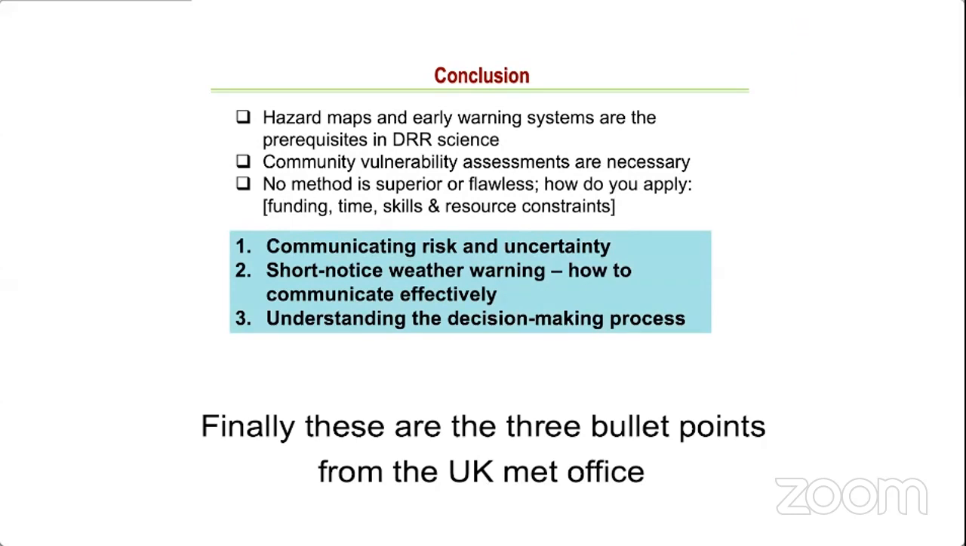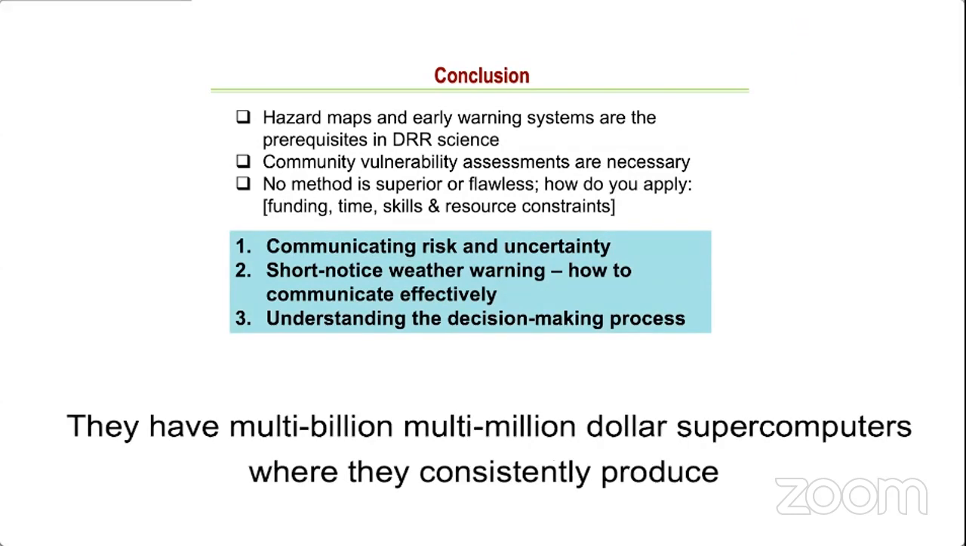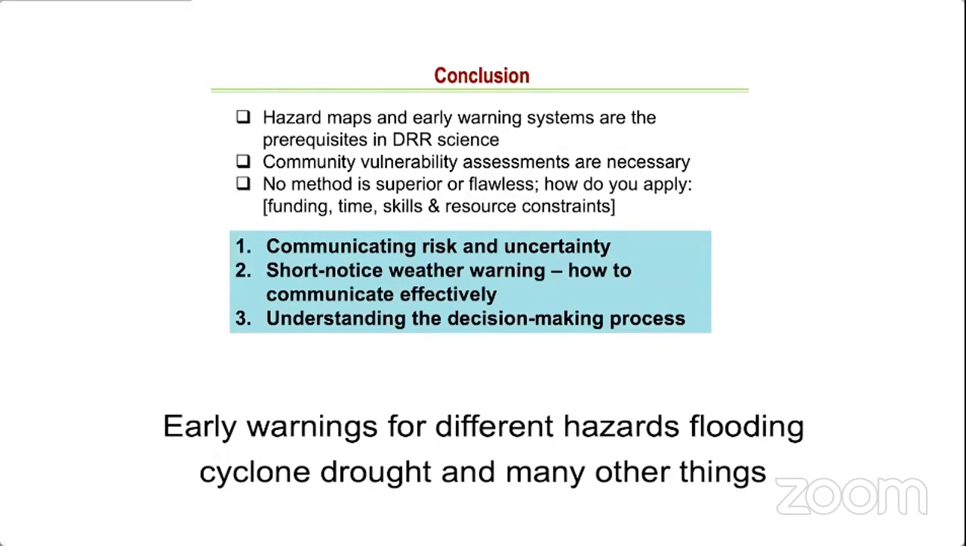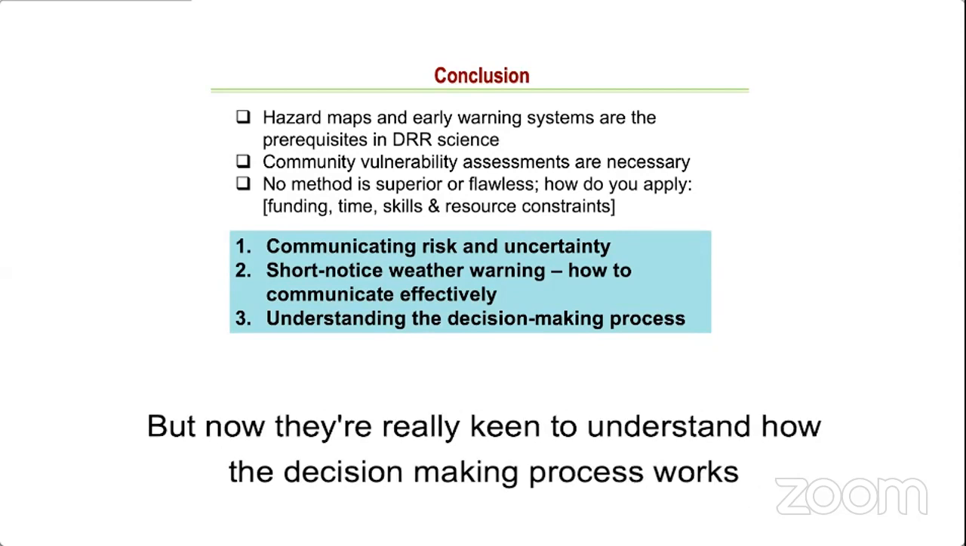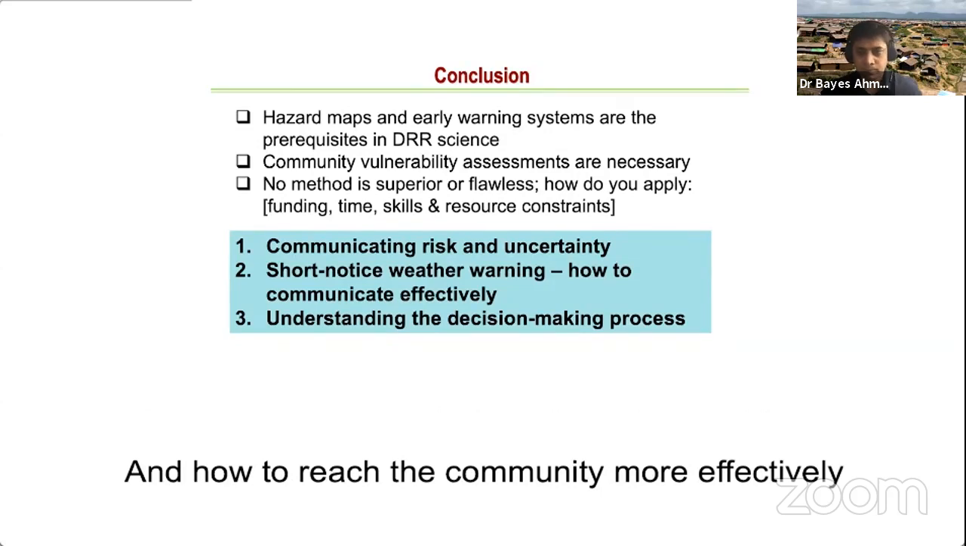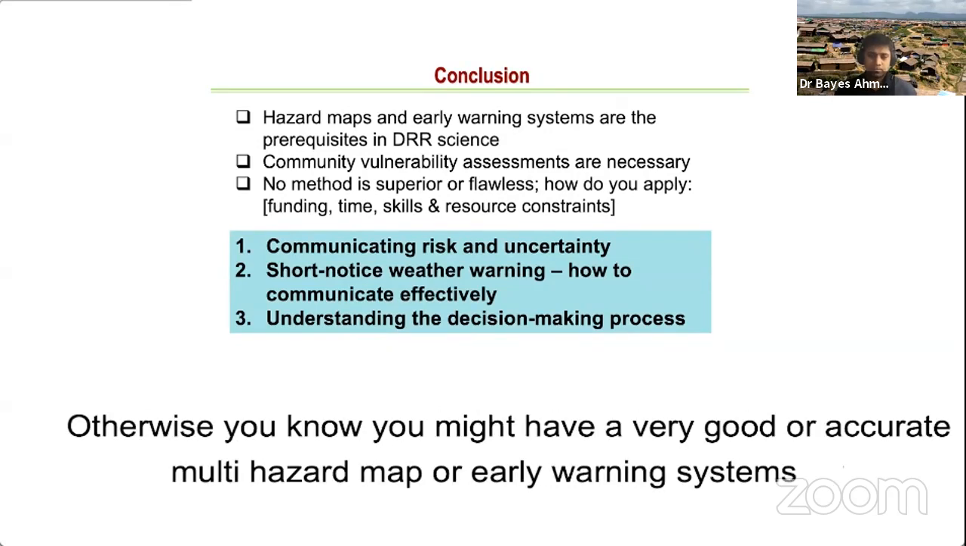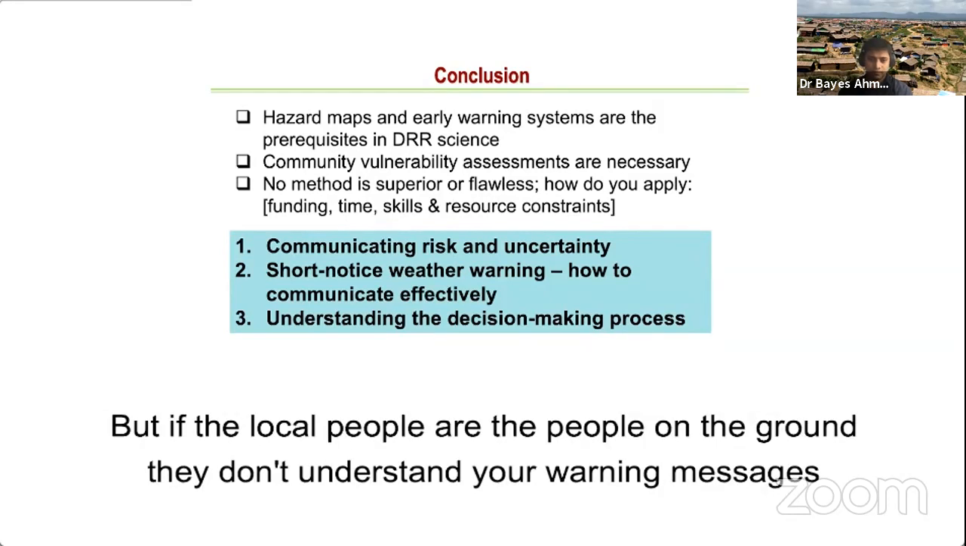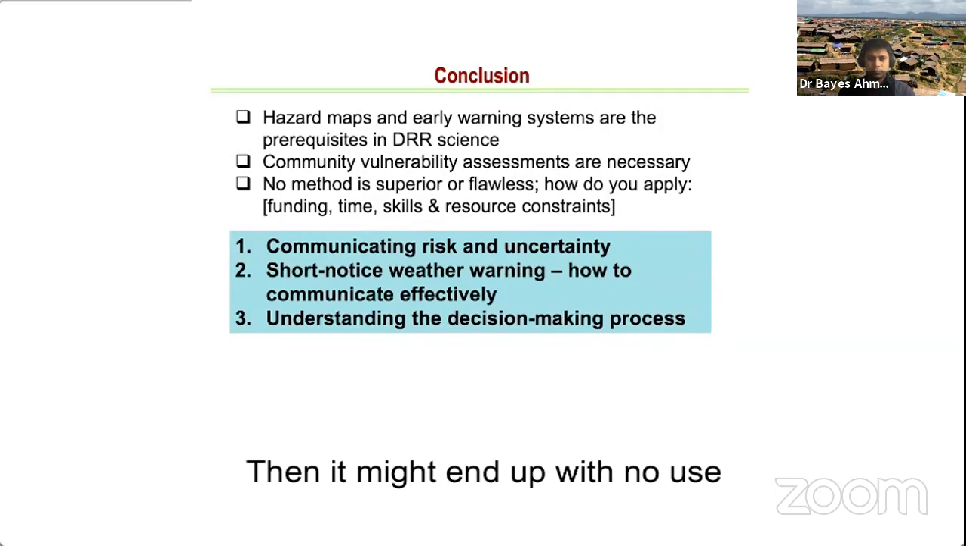Finally, these are the three bullet points from the UK Met Office. They have multi-billion, multi-million dollar supercomputers where they consistently produce early warnings for different hazards, flooding, cyclone, drought, many other things. But now they are really keen to understand how the decision-making process works and how to reach the community more effectively. Otherwise, you might have a very good or accurate multi-hazard map or early warning system, but if the local people on the ground don't understand your warning messages, then it might end up with no use.